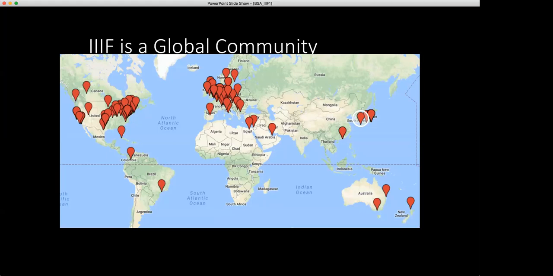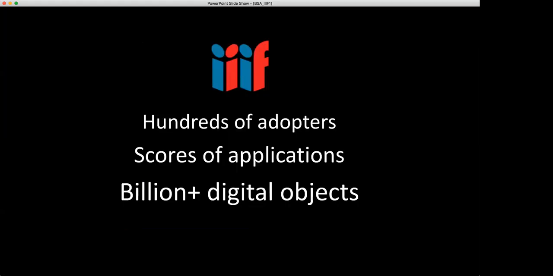It shares cultural heritage content from right across the globe, and it's growing fairly quickly. At the moment, we've got hundreds of institutional adopters, thousands of actual users, scores of software applications, and we've surpassed 1 billion digital objects. So there's a lot of content out there for everybody to use. But why would you want to use it?